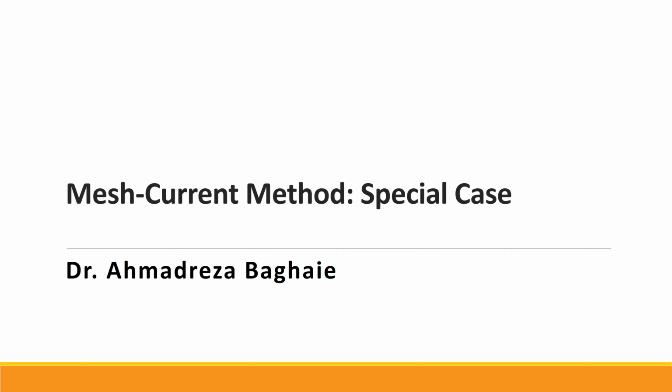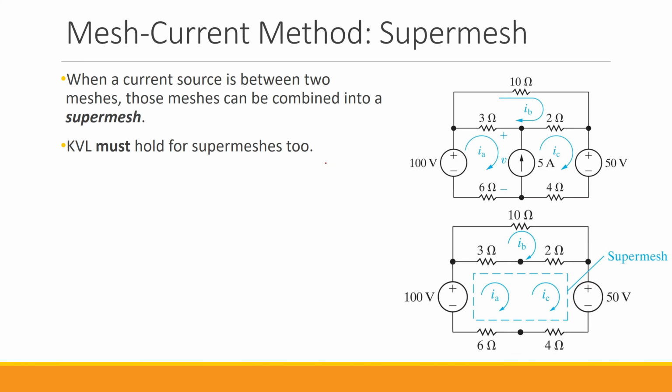In this video, I want to talk about a special case that you may encounter when trying to solve circuits using the mesh current method. So let's just take a look at this circuit. We have two independent voltage sources. We have 5 resistors. And also we have this independent current source with the value 5 amps. So let's just try to write the equations based on the mesh current method.